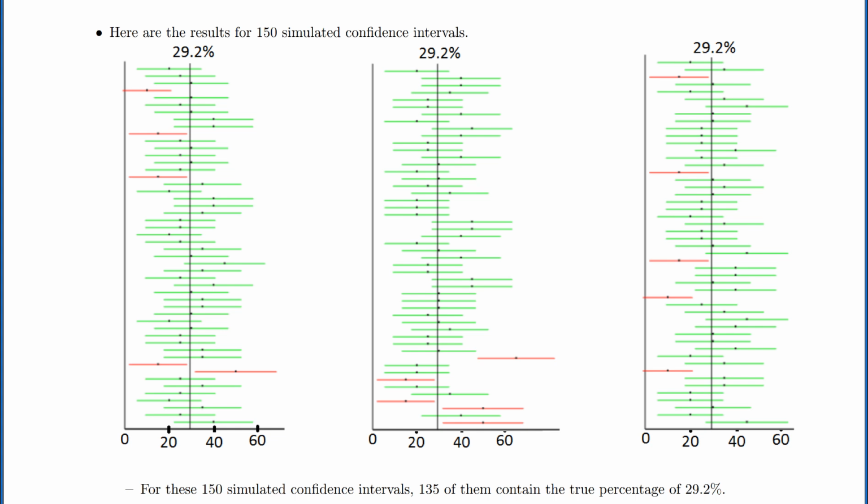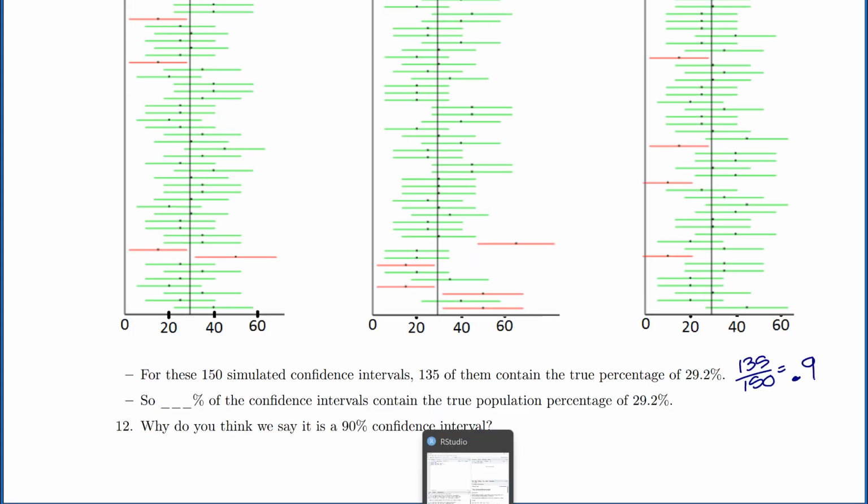Then I went through and simulated some different confidence intervals. So here's 150 different confidence intervals. You can see they're green if they actually contained the true parameter of 29.2%. But you can see that sometimes we just happen to get a sample proportion or a percentage that was so far away from the true population parameter. The proportion of green was 0.9. So that means 90% of all of our confidence intervals actually contain the true population percentage of 29.2%. So why do you think we say it's a 90% confidence interval? It's because 90% of all the confidence intervals actually contain the true population percentage.